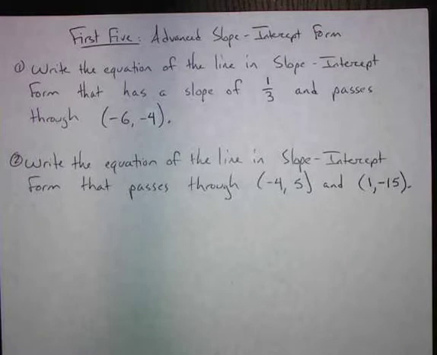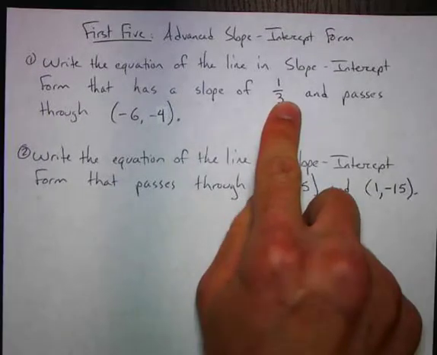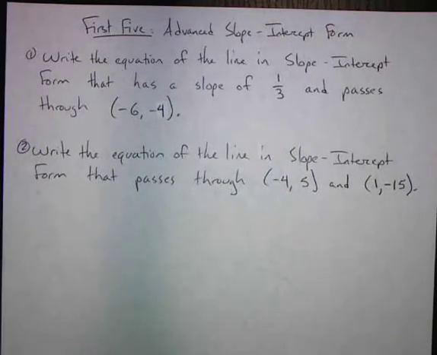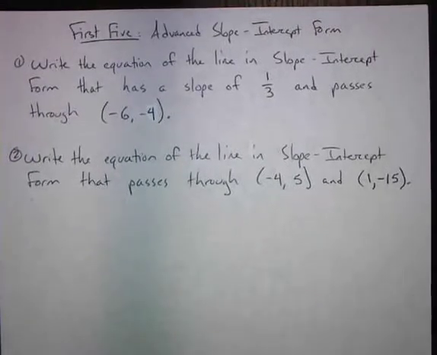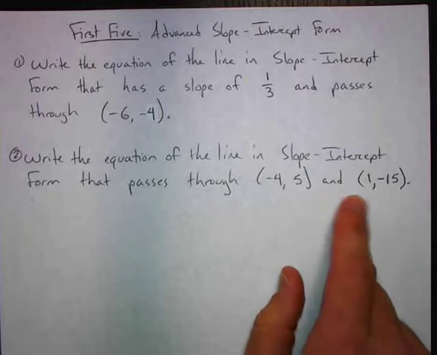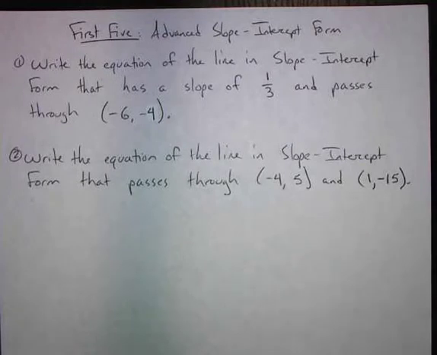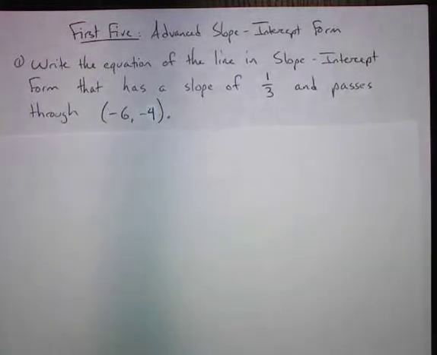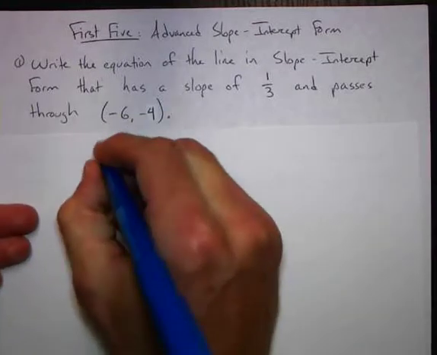The first question is about writing an equation in slope-intercept form given a slope and a point that is not the y-intercept. And the second question is about writing the equation given not even a slope, just two ordered pairs. So we'll attack each one of these, and then through that we'll learn how to use slope-intercept form in a more advanced manner.